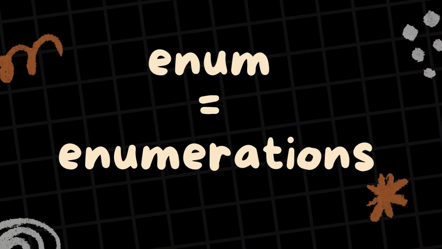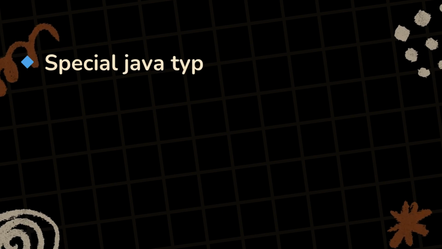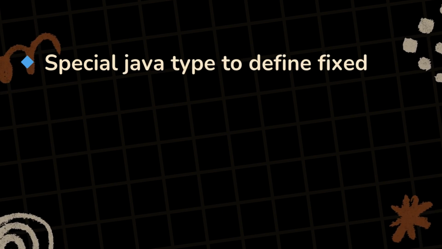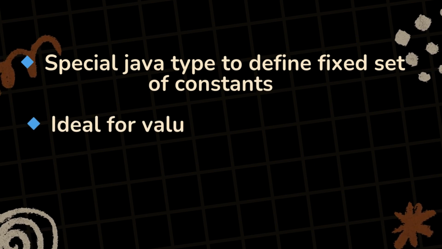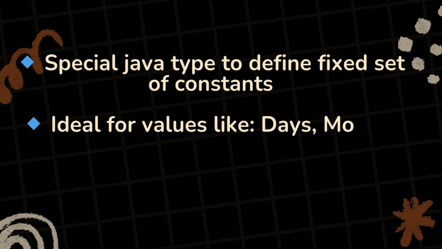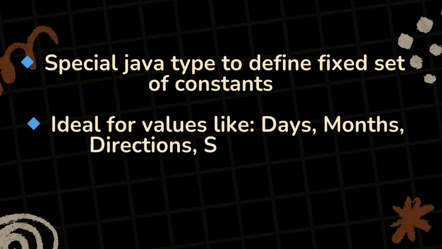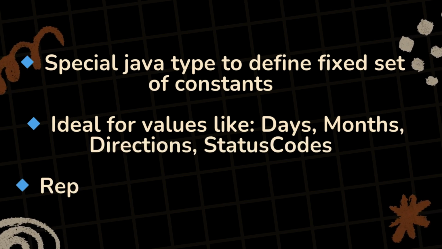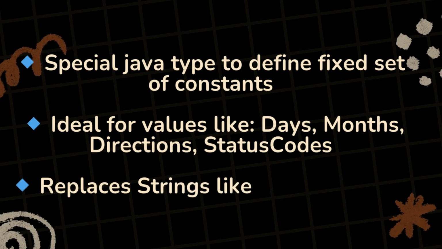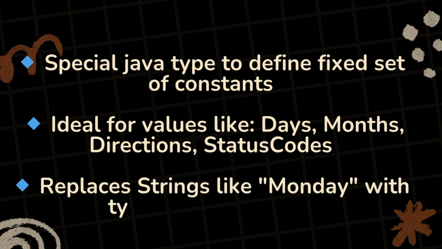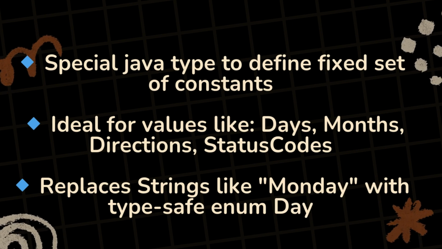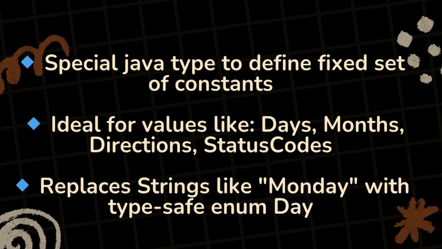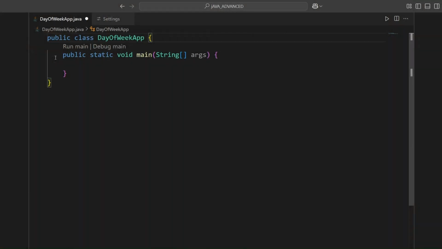Enums, short for enumerations, are special Java types that represent a fixed set of constants. They're perfect when you have a limited number of possible values, like days of the week, months, directions, or status codes. Think of it like this. Instead of using strings like Monday or Friday, we define an enum called Day and let the compiler enforce type safety for us.